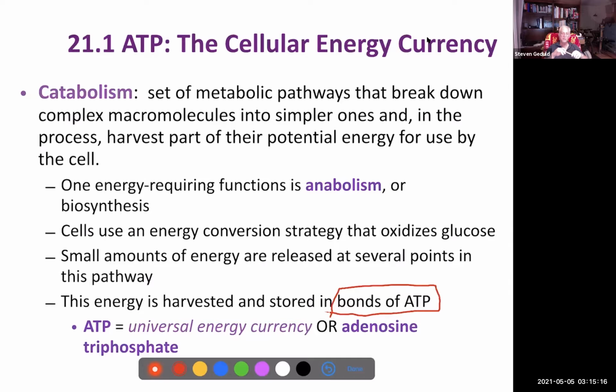ATP is a universal energy currency. That's what we use to store energy. That's what gives us our energy. Adenosine triphosphate.